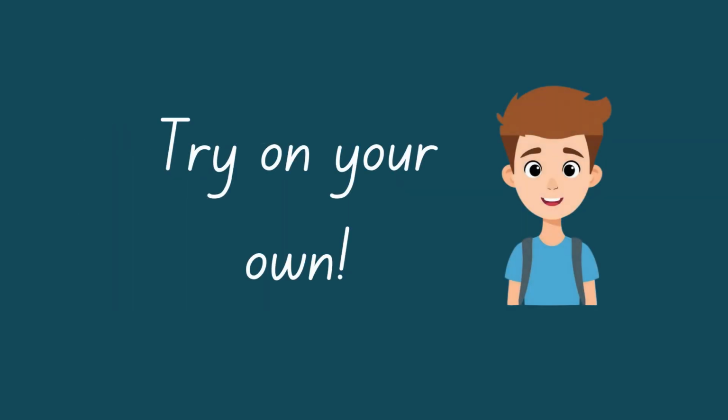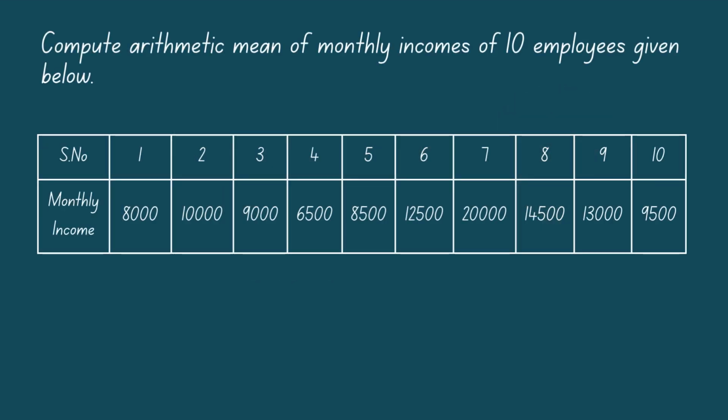So we have another question here. Compute the arithmetic mean of monthly incomes of 10 employees given below. So here again 2 rows are given. In the first row you have the serial number of each employee and in the second row you have the monthly income of each of them. And this one I want you to calculate and tell me the answers in the comment section.